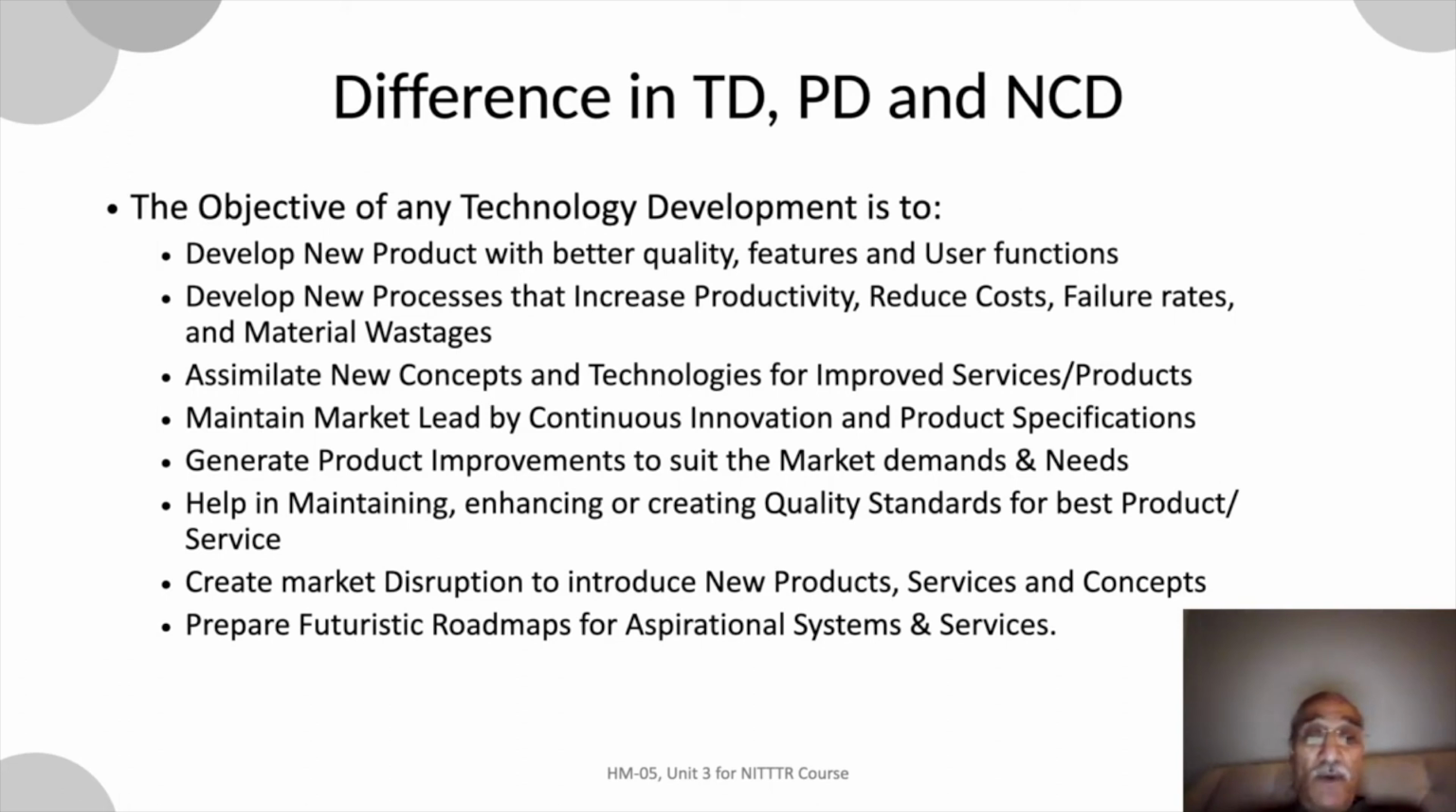So, assimilate new concepts and technologies for improved service and products. That's how the service chain is built, the customer supply chain is built, and the product market is improved. Maintain market lead by continuous innovation and product specifications. Generate product improvements to suit market demands and needs, and help in maintaining, enhancing, or creating quality standards for better product services. Create market disruption to introduce new products and services while preparing future roadmaps for aspirational systems and services.